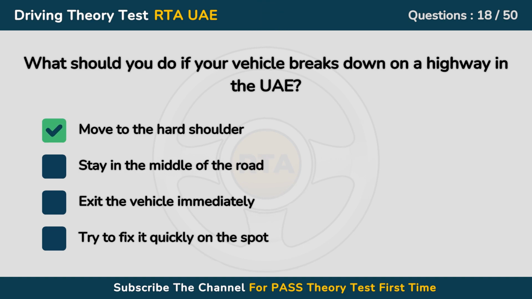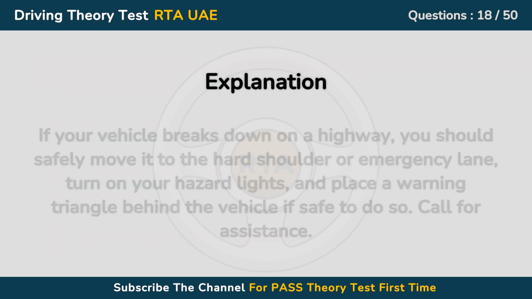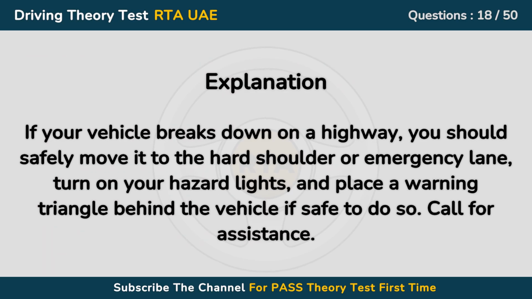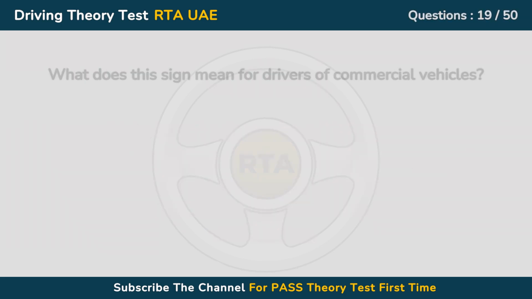Answer is A. Move to the hard shoulder. If your vehicle breaks down on a highway, you should safely move it to the hard shoulder or emergency lane, turn on your hazard lights, and place a warning triangle behind the vehicle if safe to do so. Call for assistance.